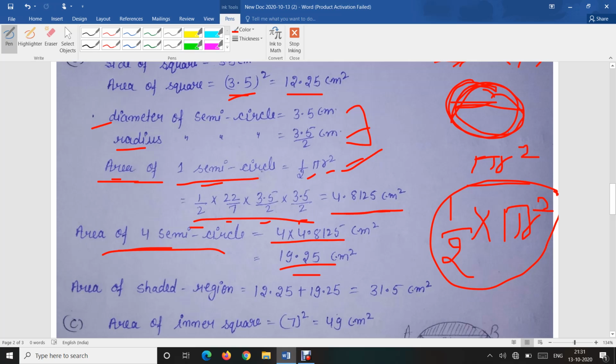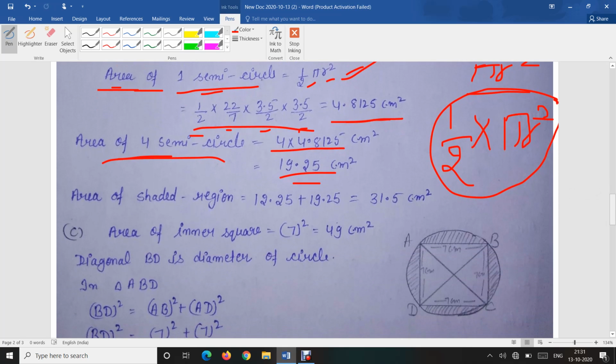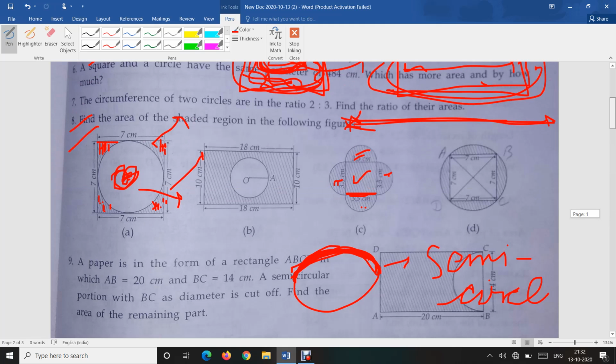Now we have found the area of the square and the area of the 4 semicircles. Now we can add them, and in this way we can find the area of the whole shaded portion. So the area of the shaded region is the sum of these two areas, 12.25 and 19.25, which is equal to 31.5 centimeter square. Hope you understand this also. Now let us move to the next part, which is part D.